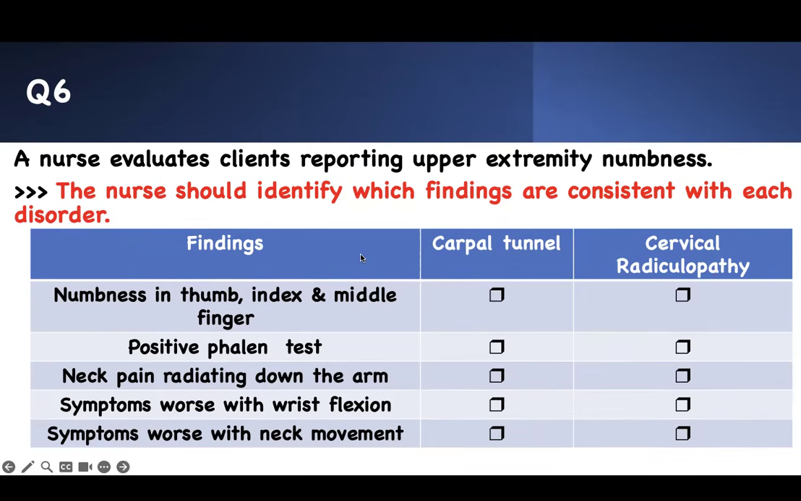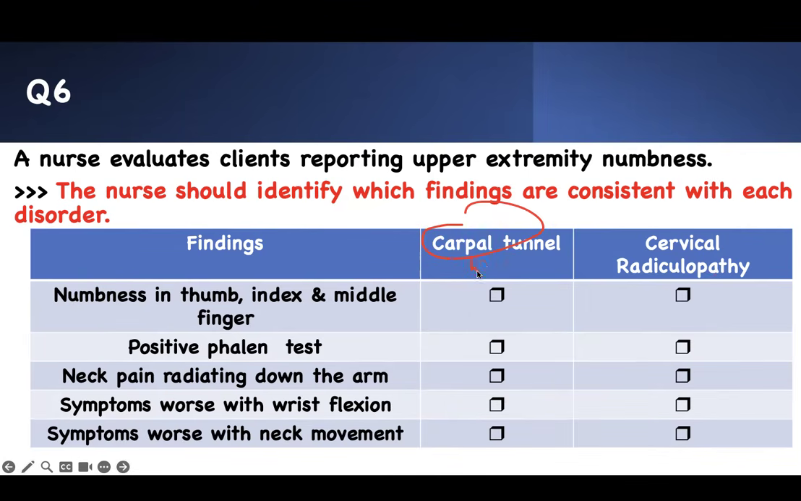And then you identify which findings are consistent with each disorder. Next, evaluate a client reporting upper extremity numbness. One, carpal tunnel. Two, cervical radiculopathy. Numbness in the thumb, index, and middle finger. Positive Phalen's test. Neck pain radiating down the arm. Symptoms worse with wrist flexion. Symptoms worse with neck movement. Which of these is associated with which condition? I'll give you two words. After that, you can answer this question.